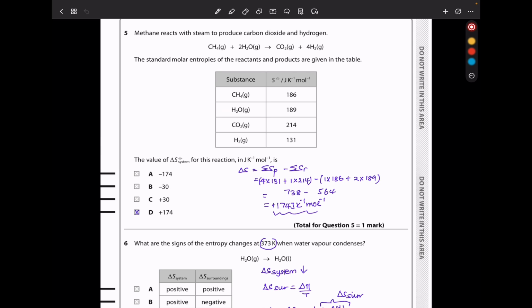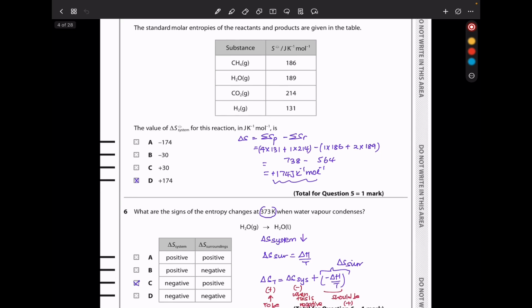The value for the S system for this reaction in joule per Kelvin per mole is, the S system is going to be the sum of the entropy of the products minus the sum of the entropy of the reactants. So this gives us the entropy of carbon dioxide 214 plus 4 times the entropy of hydrogen, which is 4 times 131, minus the entropy of methane, which is 186, plus 2 times the entropy of water, which is 189, giving me positive 174 joule per Kelvin per mole, and that is going to be the answer.